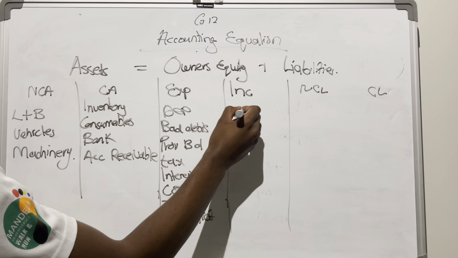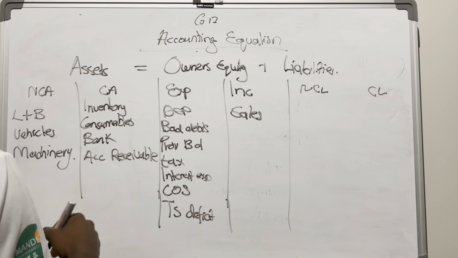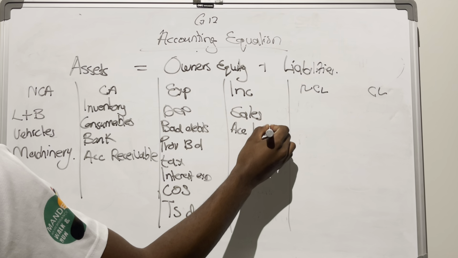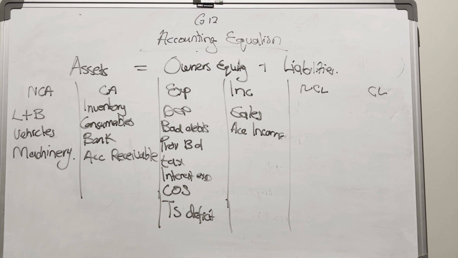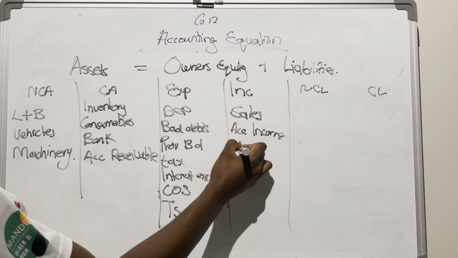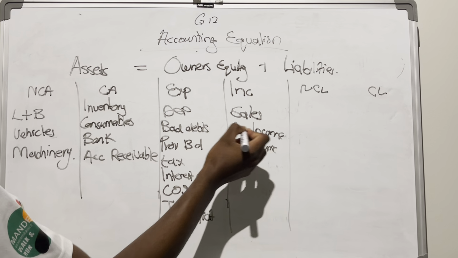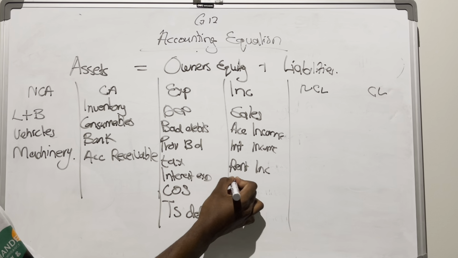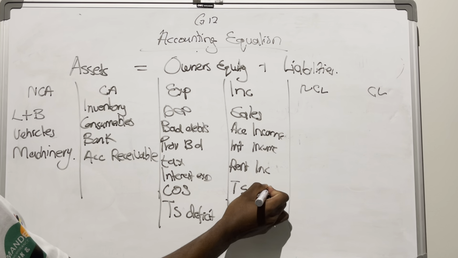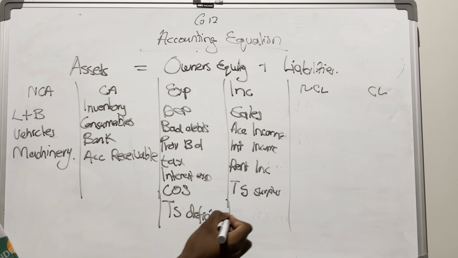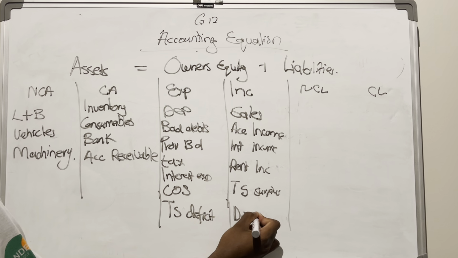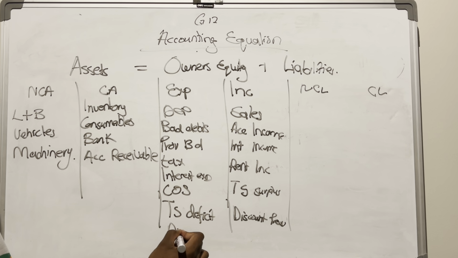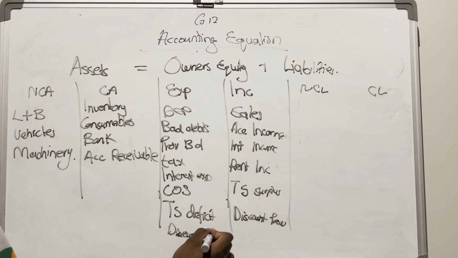Your incomes. You're going to look at your sales, obviously, your accrued income. You're going to look at your interest income, your rent income, your trading stock surplus, discount received. We also have your discount allowed.